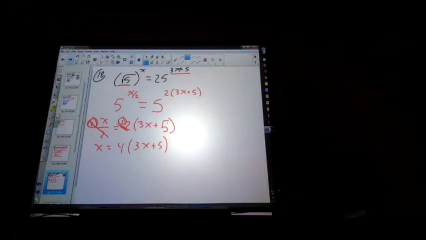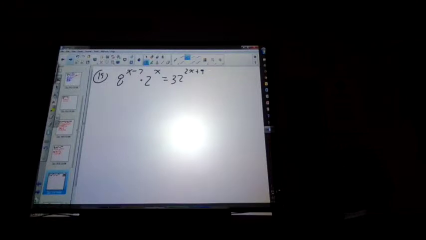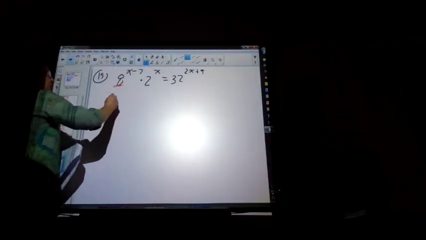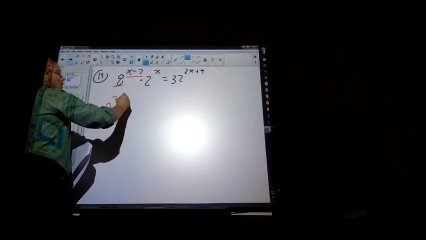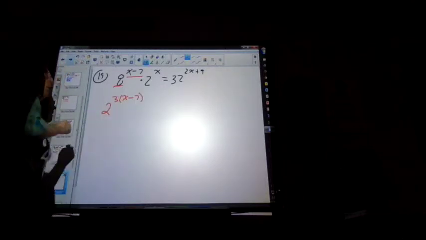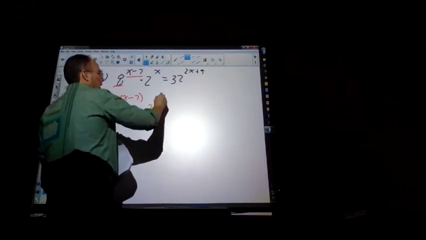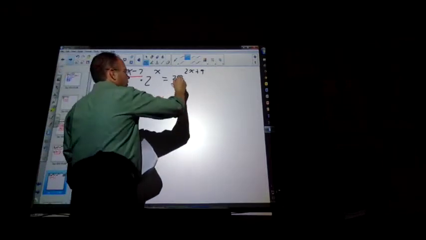Number 19. Can I move to 19? Talk to me. What should we do? Make everything base 2. Good. So how would I make 8 base 2? Cube. So 2 cubed is 8. But remember, I have this, so I'm just going to do one of those. Is that all right? The next portion's already in base 2, so we're fine. How do I make 32 in base 2?